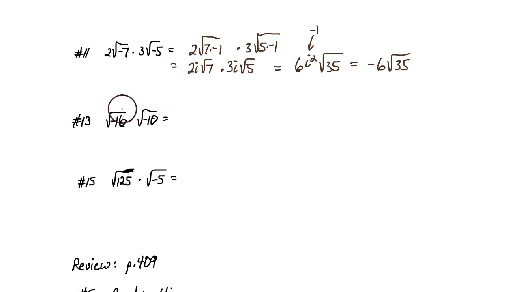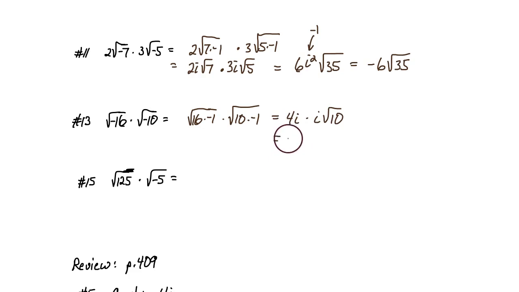Number 13, the square root of negative 16. We can rewrite that as the square root of 16 times negative 1. And the square root of negative 10 we can rewrite as the square root of 10 times negative 1. The square root of 16 is 4, and the square root of negative 1 is i. On this other one, we have i times the square root of 10.